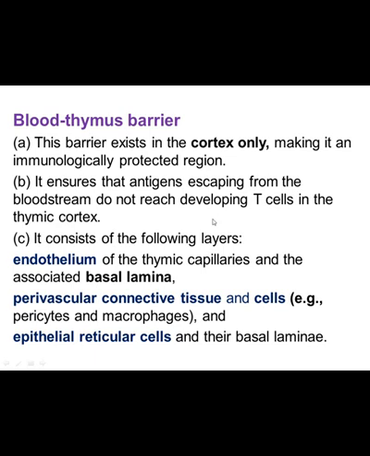And this blood-thymus barrier consists of the following layers. Number one is the endothelium of the thymic capillaries and associated basal lamina. Second is perivascular connective tissue and cells, for example, pericytes and macrophages. And third is the epithelial reticular cells and their basal laminae.